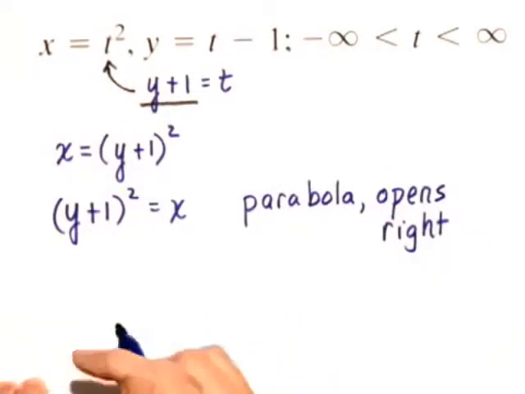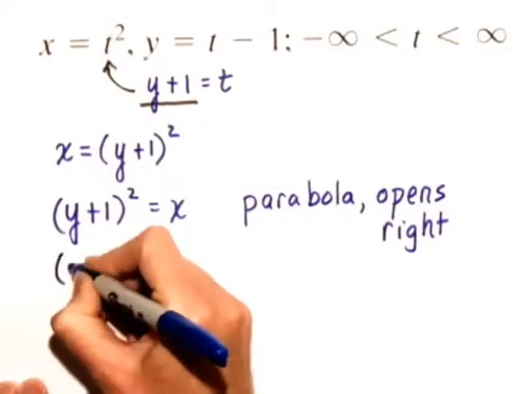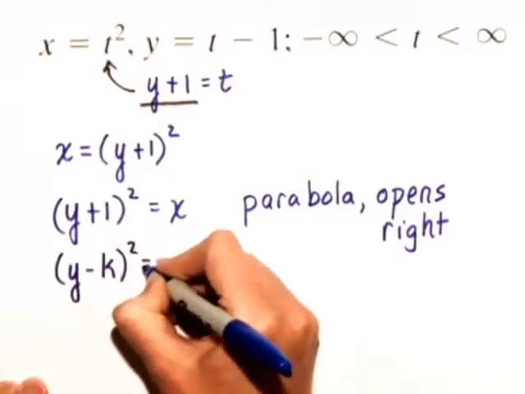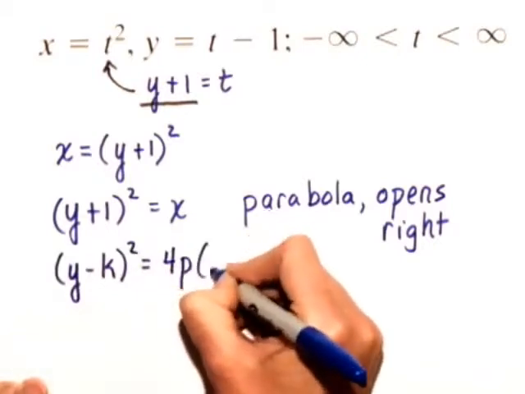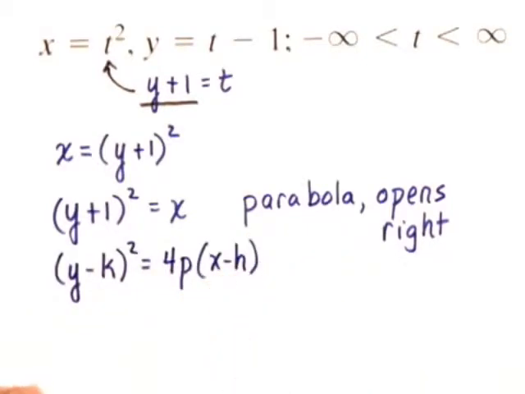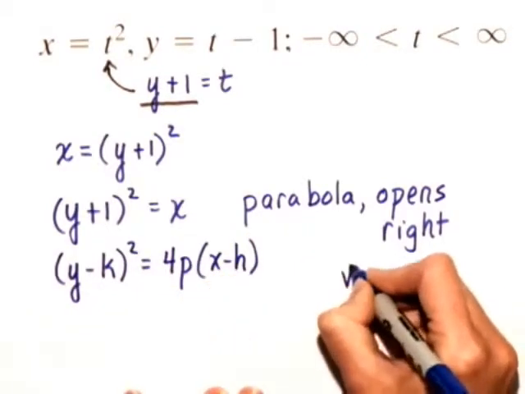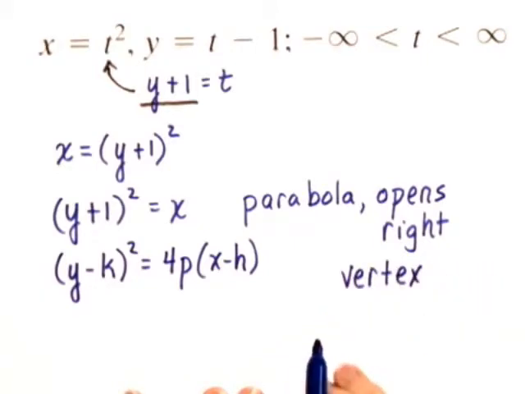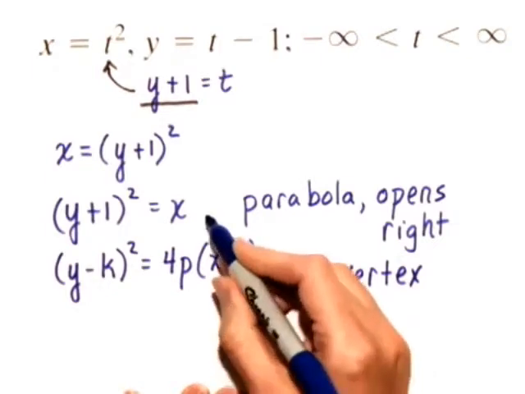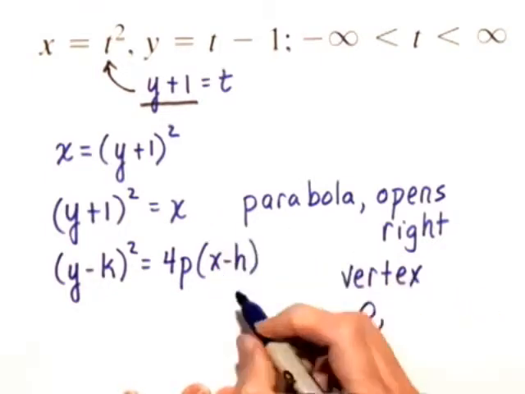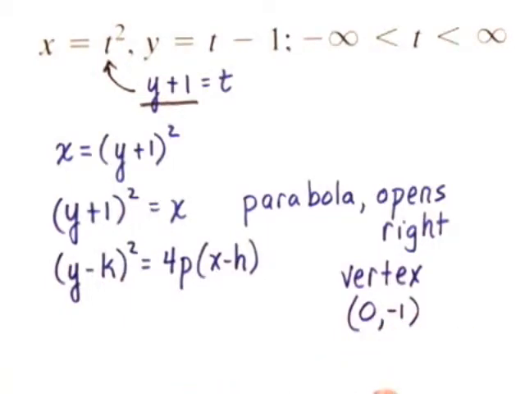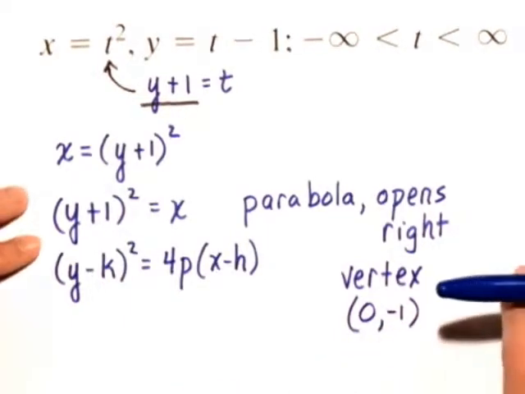And the vertex of this parabola we can find. It's of the form (y minus k) quantity squared equals 4p times (x minus h). So our vertex is going to be at the point h comma k. h in this case is just 0, and k will be negative 1. So let's take this information and put it on a graph.